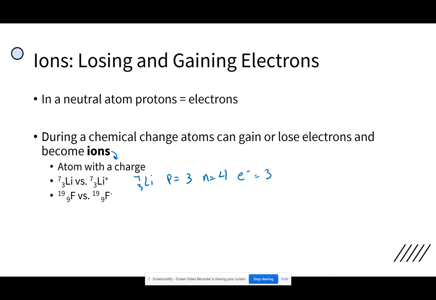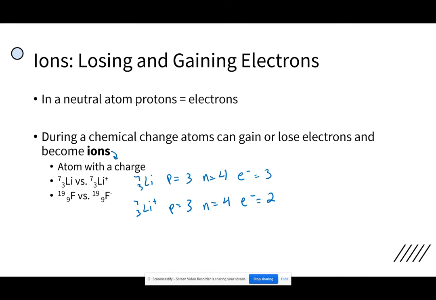To get that positive charge, protons doesn't change, neutrons doesn't change. But what happened to get a positive charge is it lost one electron. So it would have 2 electrons.